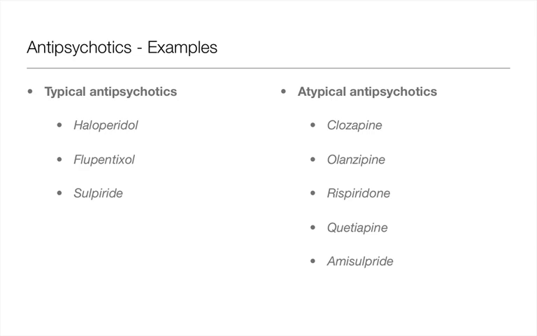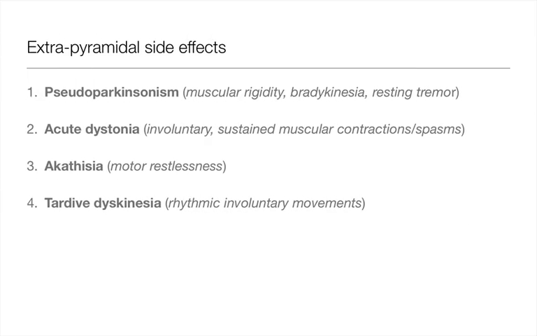Okay, shall we look at extrapyramidal side effects in a bit more detail? Yeah. So, as we said before, extrapyramidal side effects are caused by the blockade of dopamine D2 receptors. This leads to a number of different side effects, including Parkinsonian symptoms, which include muscular rigidity, bradykinesia, and resting tremor. Extrapyramidal side effects also include acute dystonia, which is an involuntary sustained muscular contraction or spasm. Examples of this are clenched jaw or the patient's eyes rolling up, which is called an oculogyric crisis.